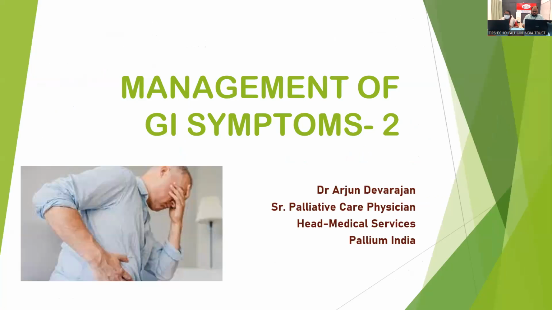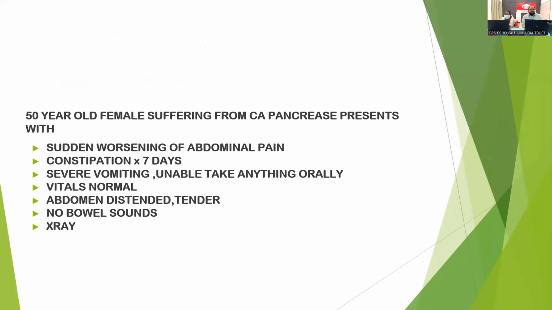So we shall start with the management of GI symptoms part 2. We will start with the case history. A 50-year-old female suffering from carcinoma of pancreas presents to you with sudden worsening of abdominal pain, constipation since a week, and severe vomiting which renders her unable to take anything orally, not even sips of fluid. On examination, her vitals are normal, but her abdomen looks distended and is very tender. You auscultate and couldn't hear any bowel sounds.